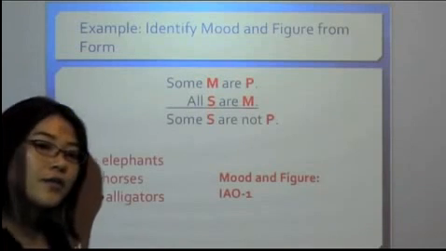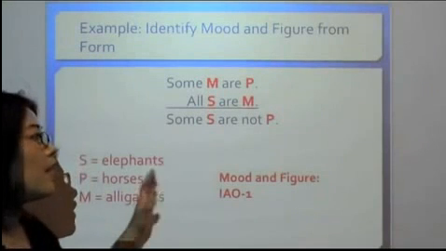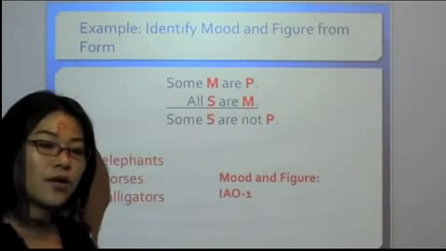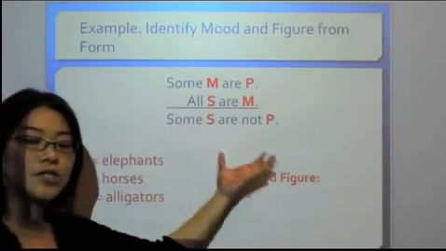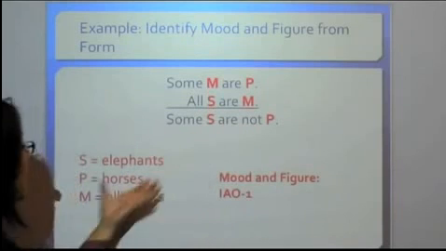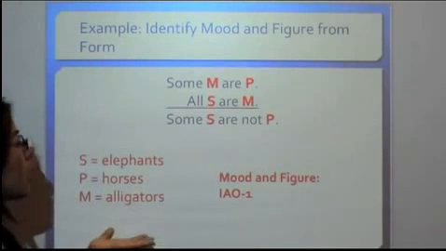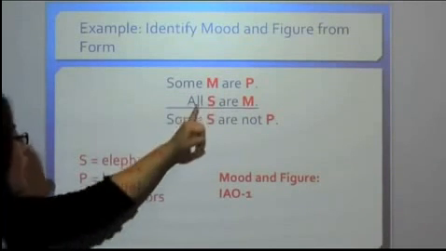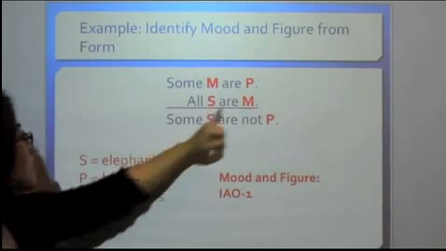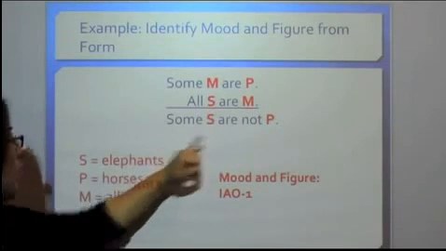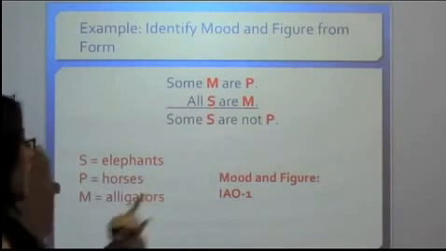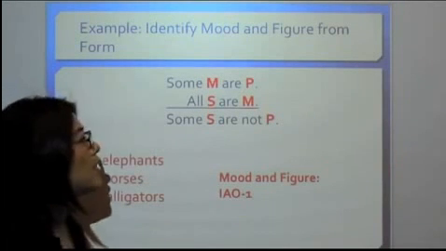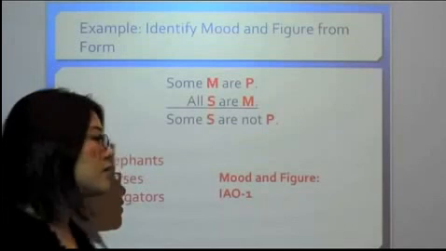Okay, here we have another example. So again, we've gone ahead and taken the categorical syllogism given in ordinary language and reduced it down to its form, okay? And here we have the dictionary here. So this argument is: some alligators are horses, all elephants are alligators, some elephants are not horses, okay? And given this argument, we can go ahead and identify the mood and figure, okay?